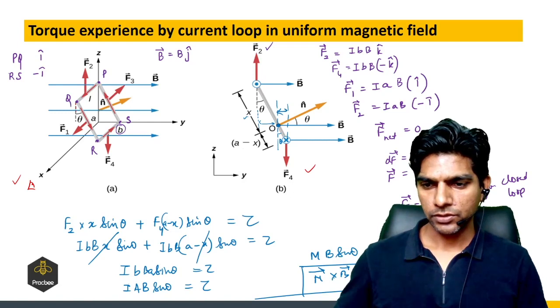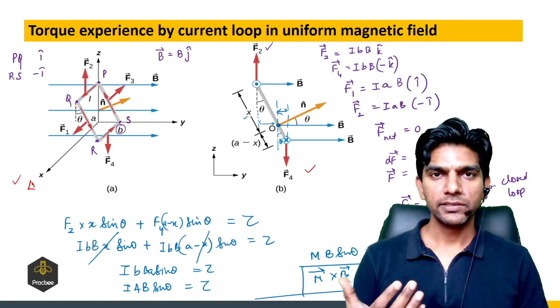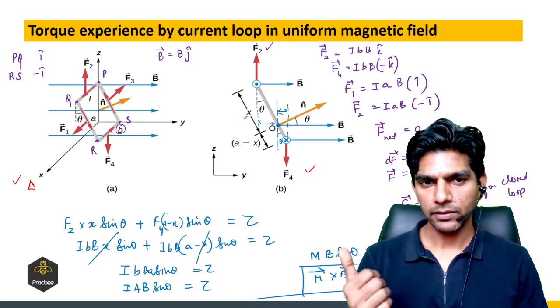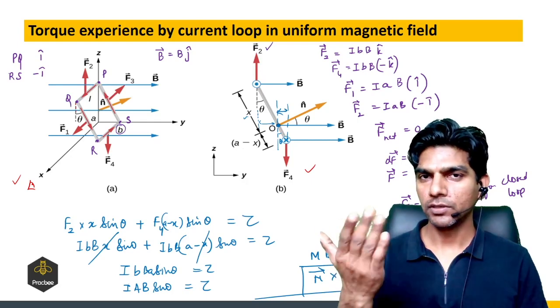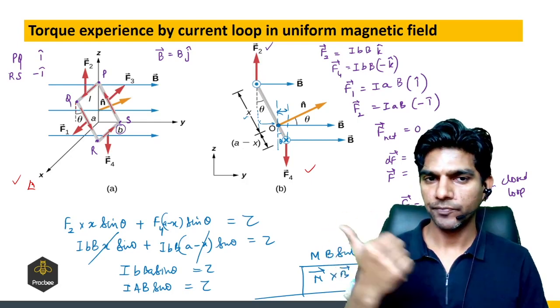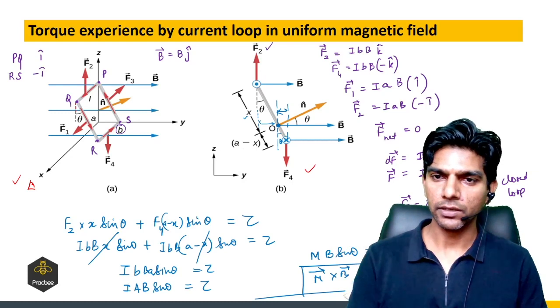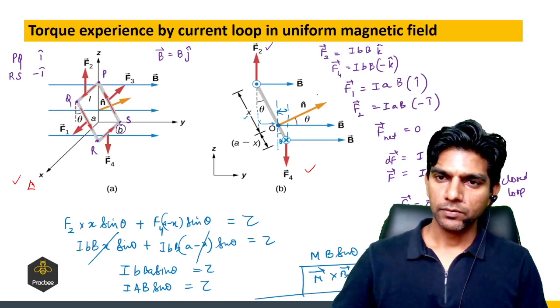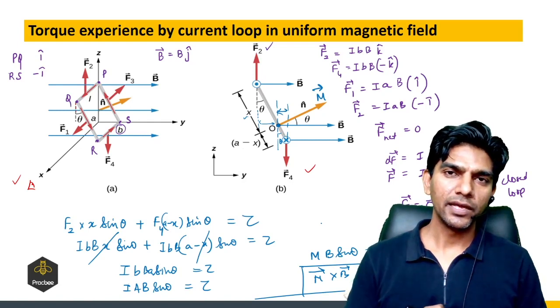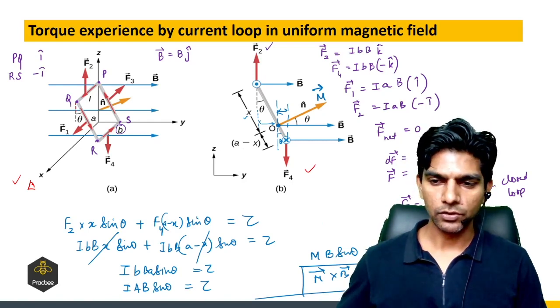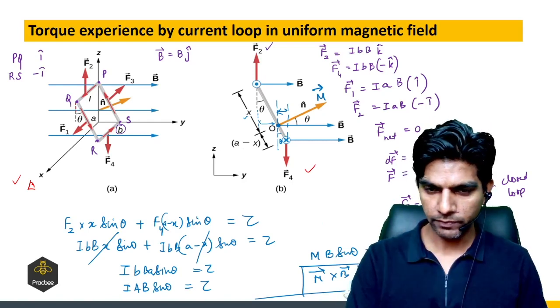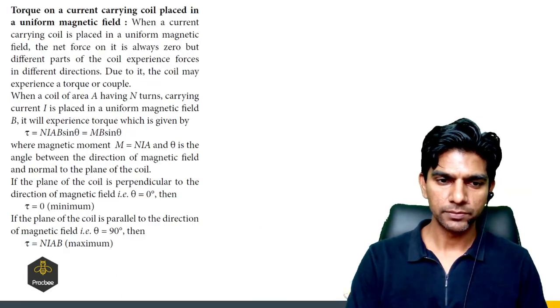And what is the direction? m is in the direction of the area vector. And how to find the area vector? We have to curl our fingers in the direction of the current. The thumb will give us the direction of the area. So this is the magnetic dipole moment. If we take the cross product of magnetic dipole moment with magnetic field, we will get the torque. So do remember this formula. Now let us see some questions based on this concept.